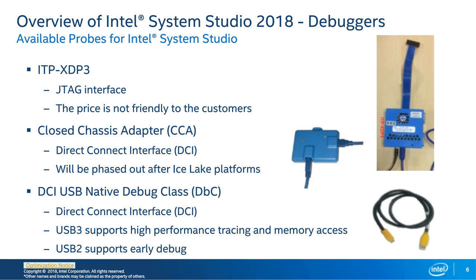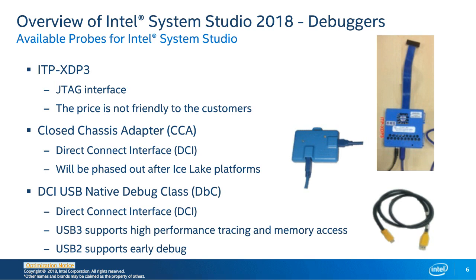There are 3 available probes supported by Intel System Studio. They are ITP-XDP3, closed chassis adapter, and DCI USB debug cable. The ITP-XDP3 uses the JTAG interface, and can directly connect to the CPU on the target platform. But the price of ITP-XDP3 is not friendly to customers. It reduces their willingness to analyze the system bring-up problems with the debugging tools.